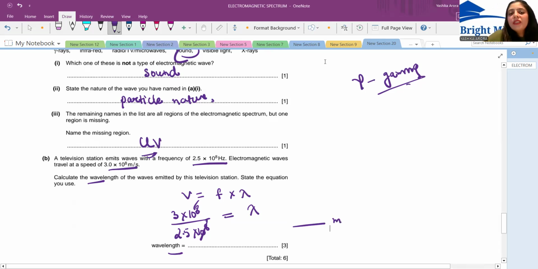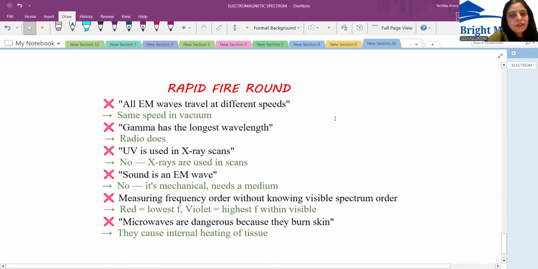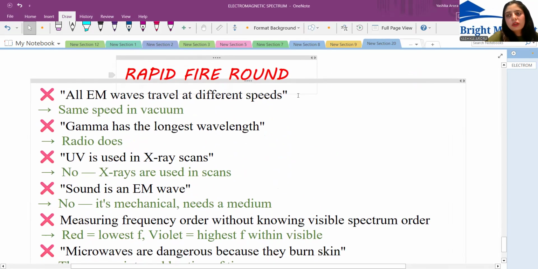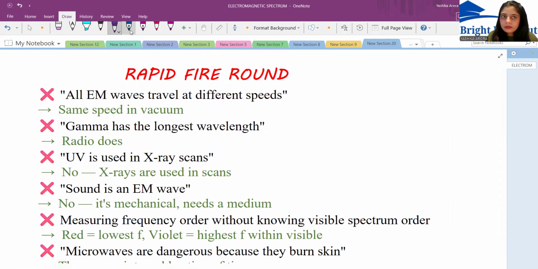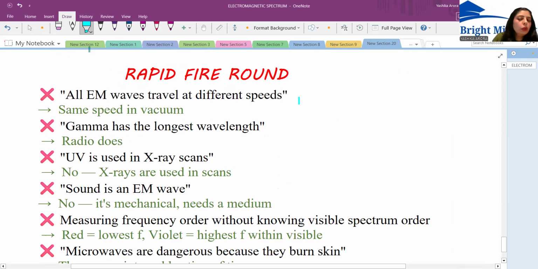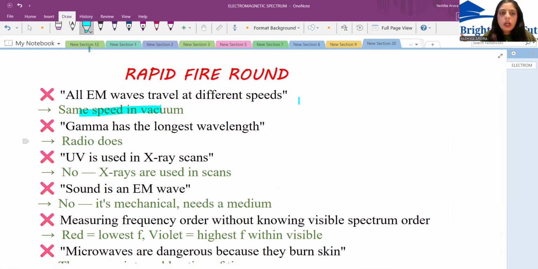Okay, that's it. So let's do a quick rapid fire round. This is like the whole revision of the entire session. Fine. Do all the EM waves travel at a different speed? No. Basically, they all travel at the same speed in the vacuum, 3 into 10 to the power 8 meters per second. Does gamma have the longest wavelength? No. Radio waves are going to have the longest wavelength and gamma has the highest frequency. Is UV used in X-ray scans? No. X-ray is used in the X-ray scans.